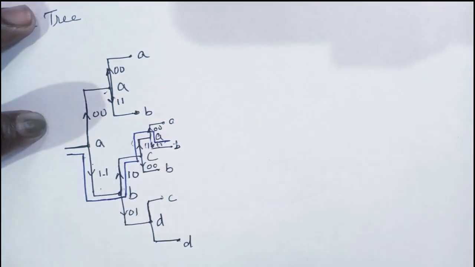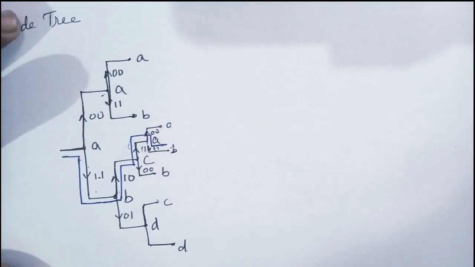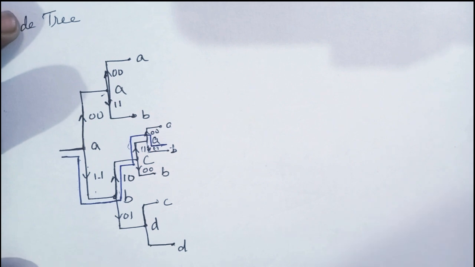So the question is to track the output for the sequence 1 0 0 1. The output is 1 1, 1 0, 1 1 and 1 1. So this is the answer. This is one of the very basic and important topics in convolutional codes. Hope that I have covered all the basics. If you have any doubt, you can ask me.